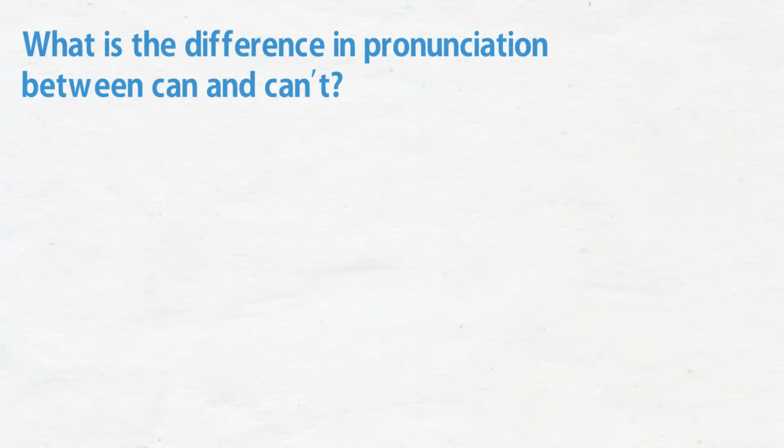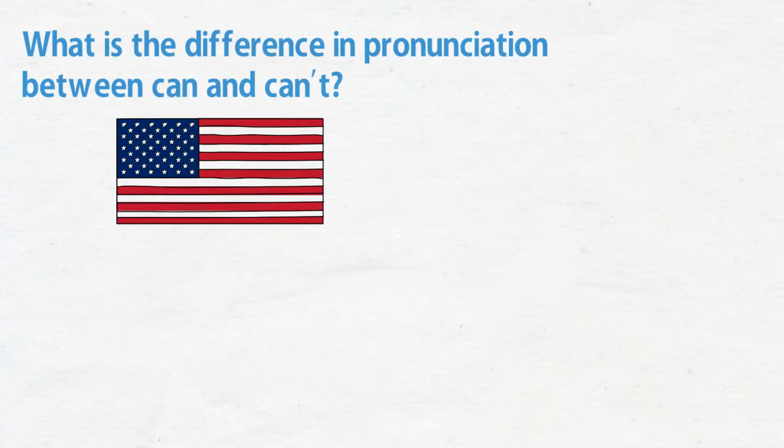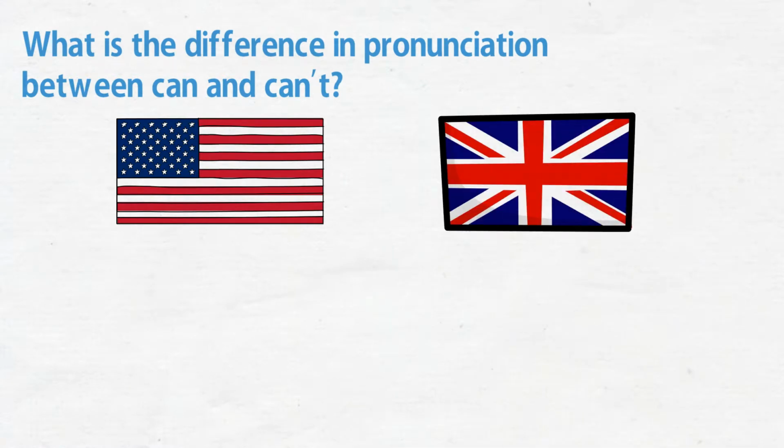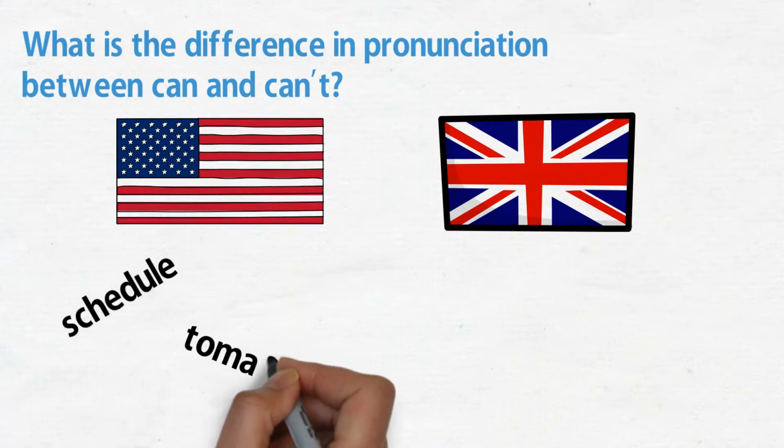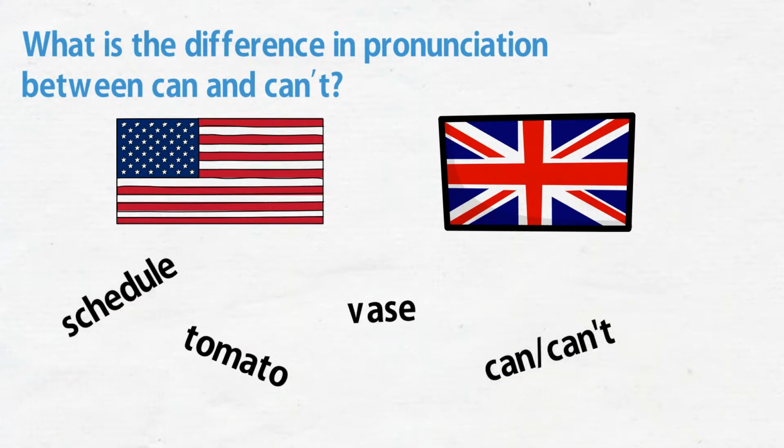Now, this seems like a question with a straightforward answer. However, the full answer is a bit more complicated. First of all, you should know that the two most frequent styles of English that you're going to be exposed to while learning it are American and British English. American and British English can be very different, especially when it comes to pronouncing some of the words. The perfect example of some of those words are can and can't.